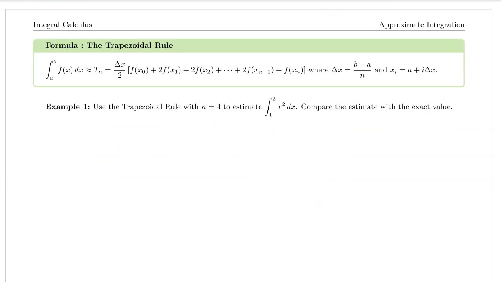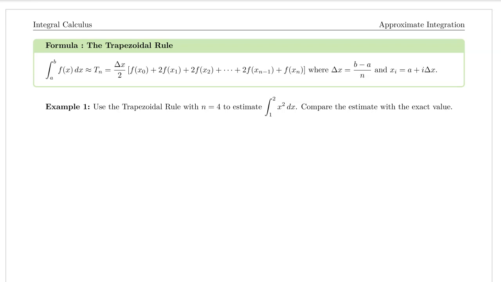So here's the formal formula for the trapezoidal rule. It says that the definite integral from a to b of f of x dx is approximately equal to T sub n, which means we are using the trapezoidal rule with n subintervals, and T sub n is equal to delta x over 2 times f of x sub 0 plus 2 times the other f of x sub i's until the last one, where it's just a single f of x sub n.